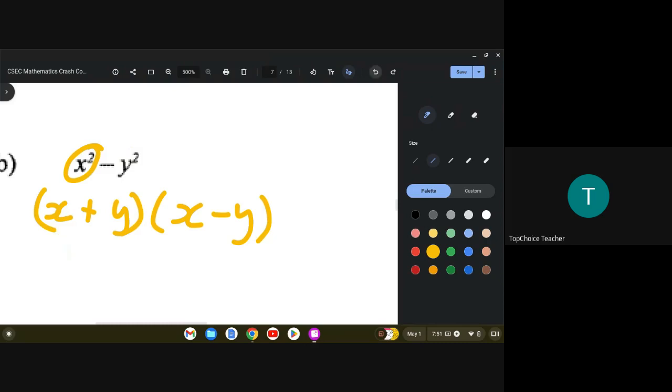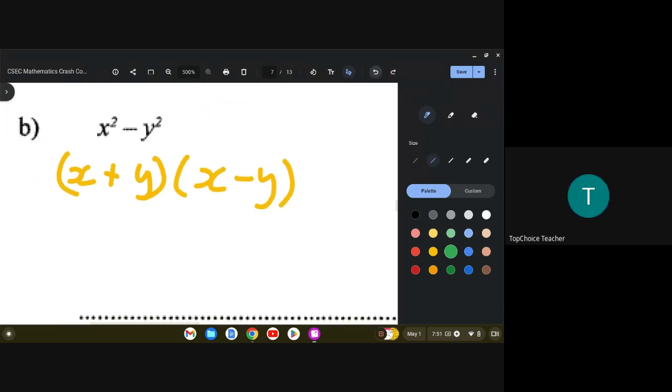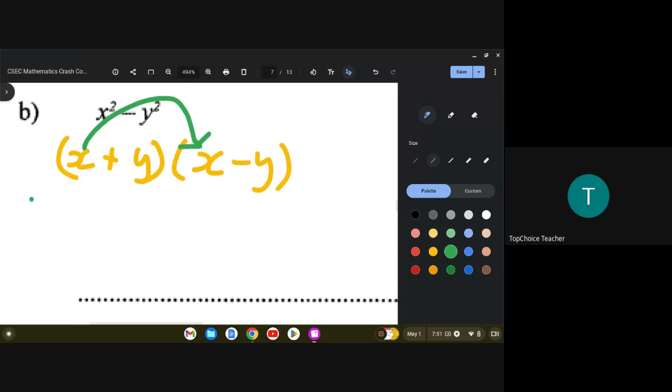Let's not rush it. Let's test our answers. Do you know that the opposite of factorization is expansion or distribution? Let's distribute here and see if we get back the answer. Let's always test it. What is x times x? X squared. What is x times negative y? Pay attention to the sign. Negative xy, because we have an x being multiplied by a y.